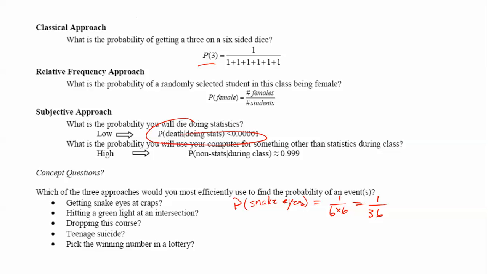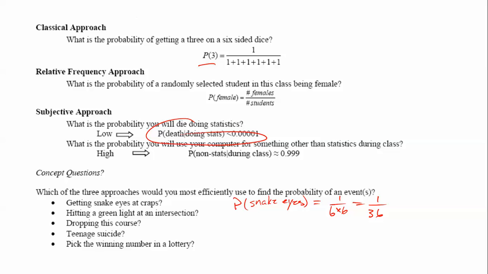What's the probability of dropping this course? Once again, probably here would be a relative frequency. I don't know what your personal situation is, but I can look at the history of students that have taken this course and dropped it in the first 2 or 3 weeks, and I can get a relative probability of what that is.